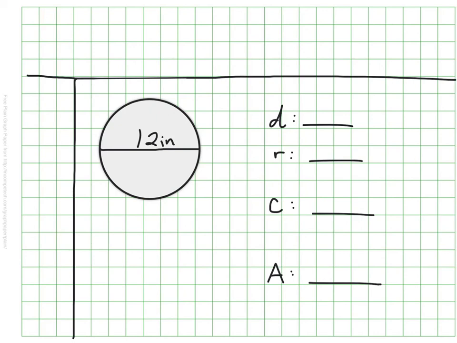So I'll leave you with a circle here that is 12 inches in diameter, and I want you to make sure that you can identify all the parts. So go ahead and record what the diameter is. That should be a given. Make sure you know what the radius is based on that, and then calculate the circumference and the area. And bring those calculations with you to class.